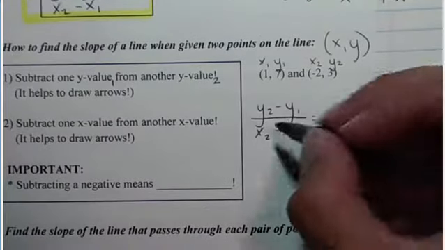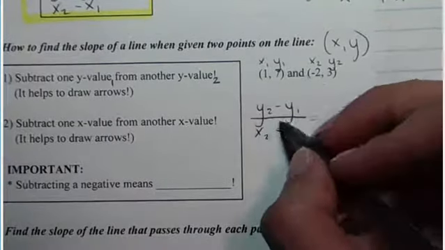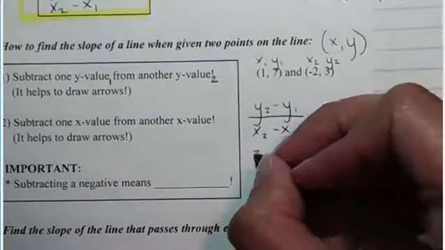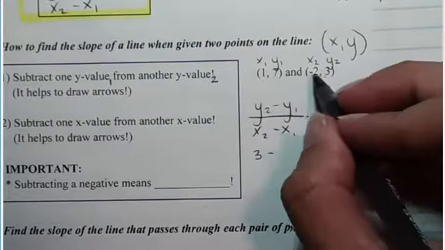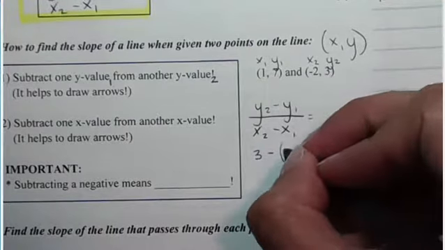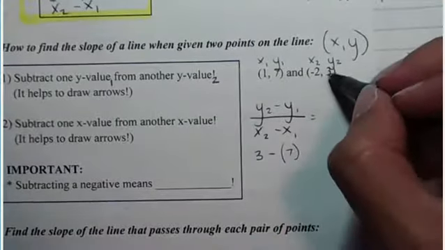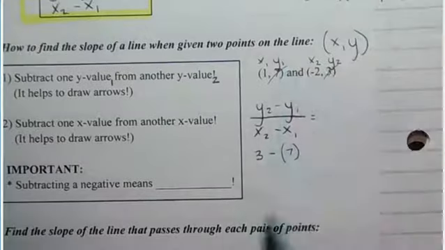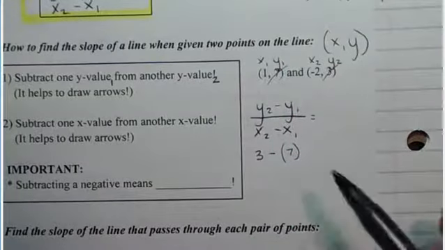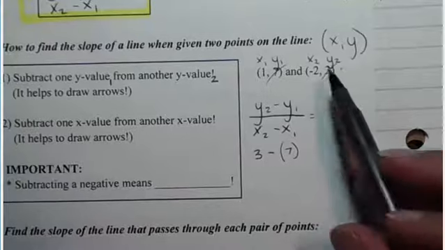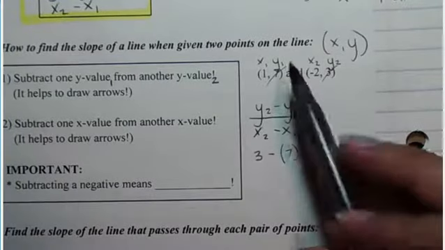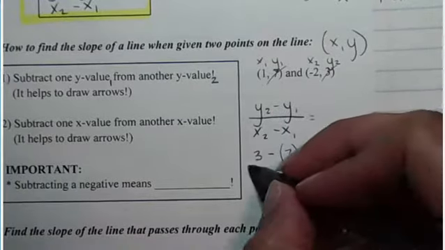So when I fill out this top portion, my y2 here is 3 minus the y1, which is 7. I always put the second one in parentheses too, because sometimes that's a negative number. And then I also cross out the ones I used, so I don't use those again. 3 minus 7, y2 minus y1.